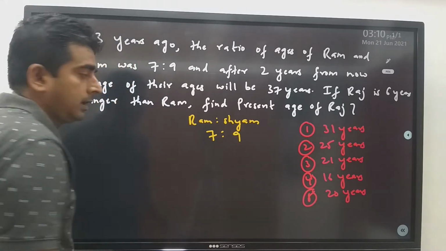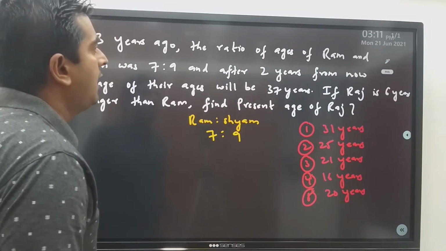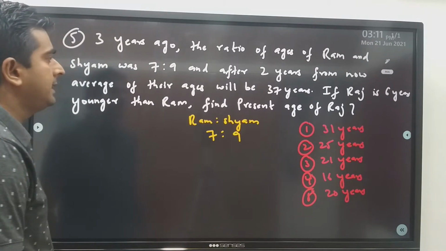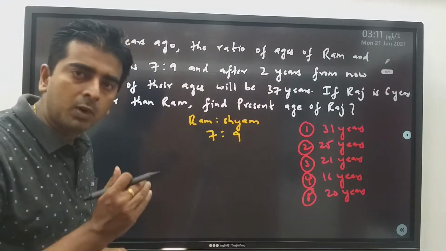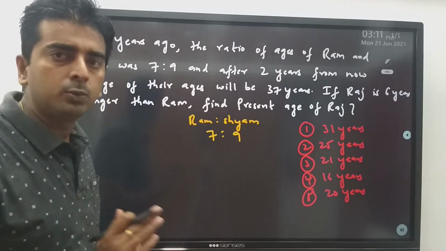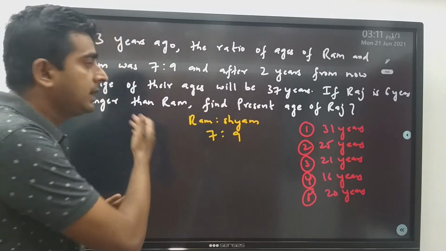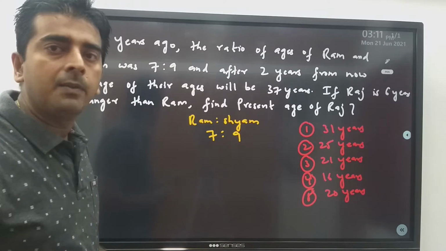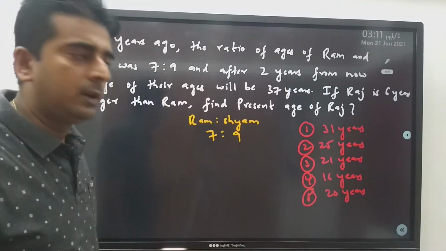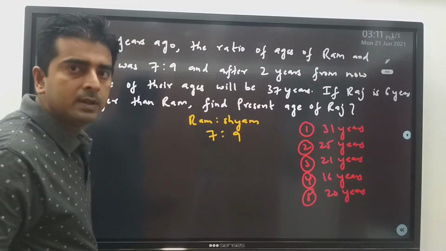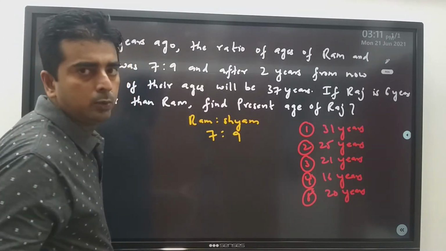This is 3 years ago. And after 2 years from now, the average of their ages will be 37 years. After 2 years, the average is 37 years. What about the present average? 37 minus 2, 35 years. But they have given you the ratio 3 years ago. So the present average of their ages will be 35 years. 3 years ago it will be 32 years. So the total will be how much? 32 into 2, 64.